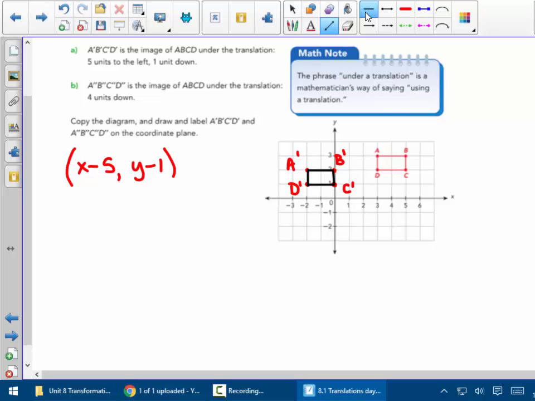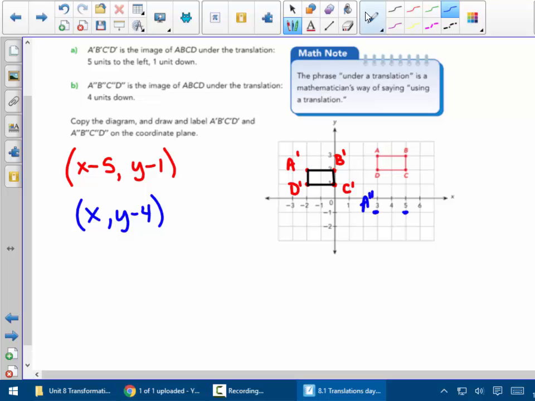Part B says A double prime, B double prime, C double prime, D double prime is the image of A, B, C, D under the translation 4 units down. So it's just going down. So that second translation is just doing x staying the same and y minus 4, 4 units down. So A, 4 units down, if it's at positive 3, is going to go down to negative 1, A double prime. B double prime is going to go down to also negative 1, so 5, negative 1, B double prime.